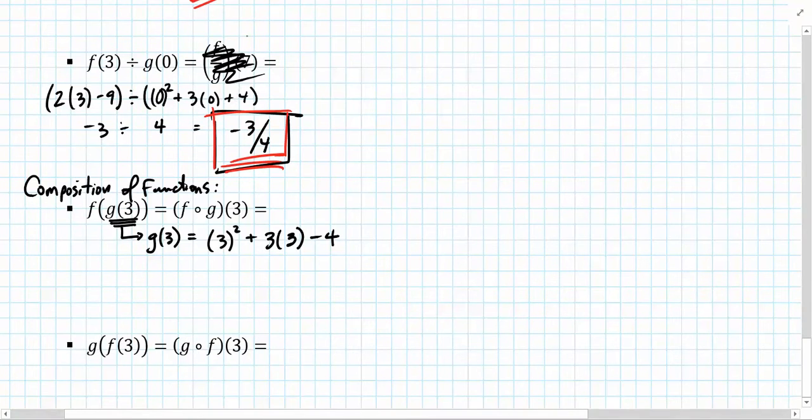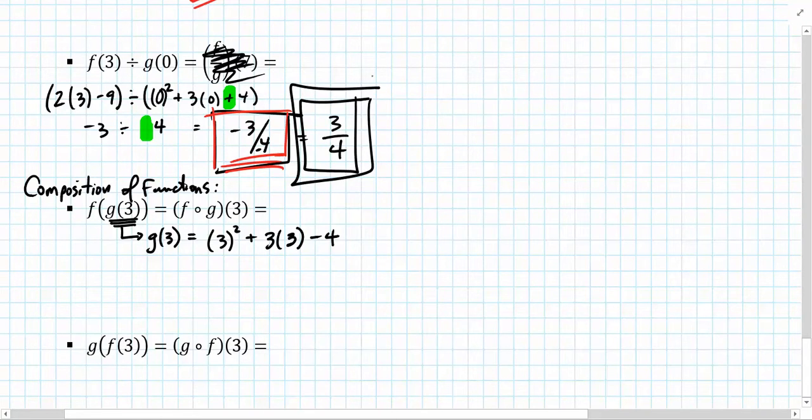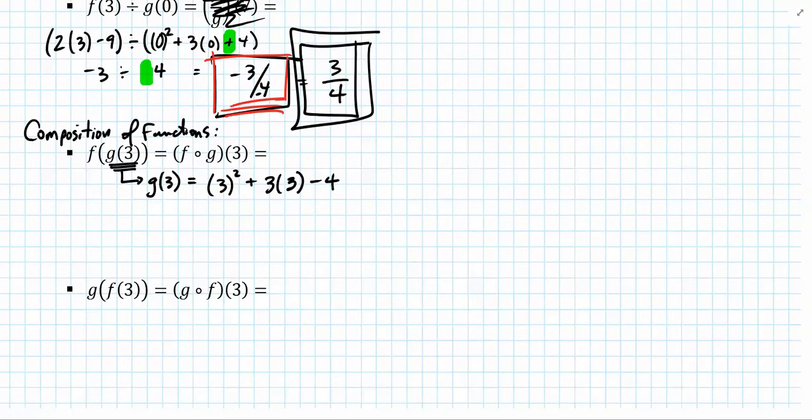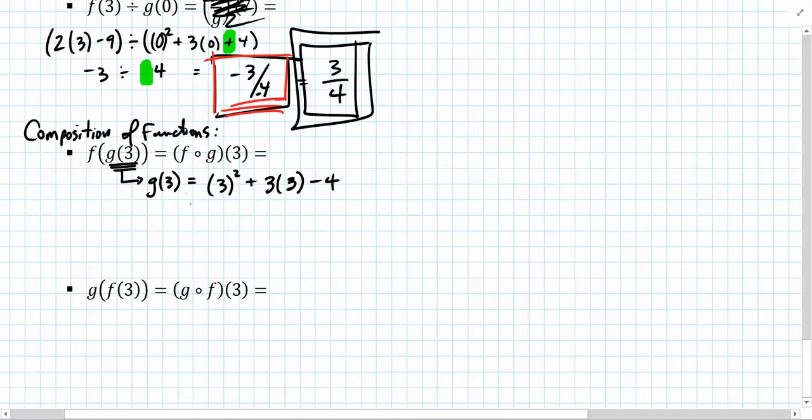Oops, I just realized I made a mistake back here. This should have been a minus 4. With that change, this would have been negative 3 over negative 4, which is the same as 3/4. 3/4, not negative 3/4. This is a better answer to that last problem. Okay, sorry about that sidetrack here. Let's finish out this one.